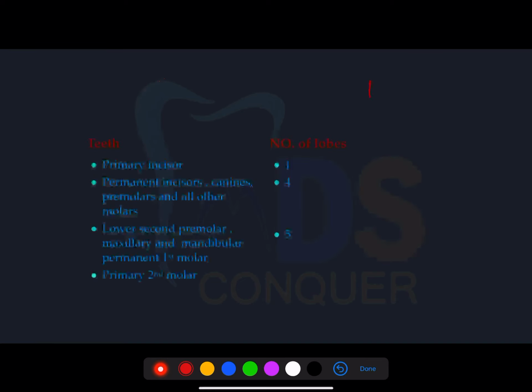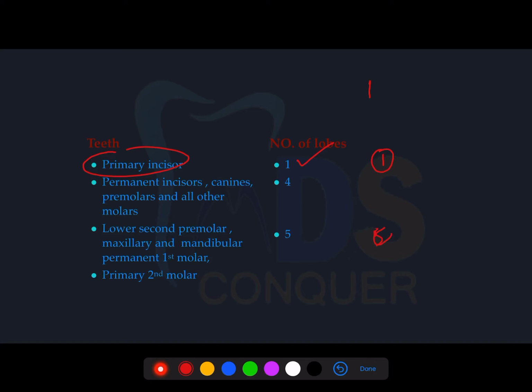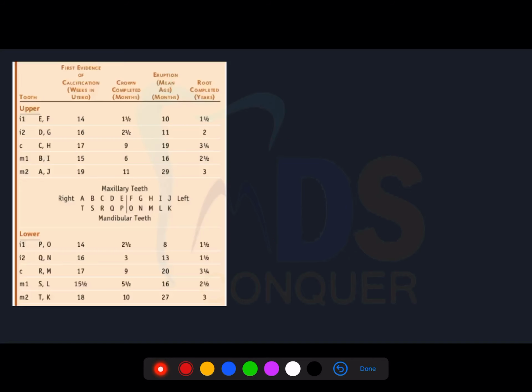And I hope you know the number of lobes. Primary incisor, it is 1 lobe. The minimum is 1 lobe. The maximum is 5 lobes. So please do make a note of this, a very familiar one.